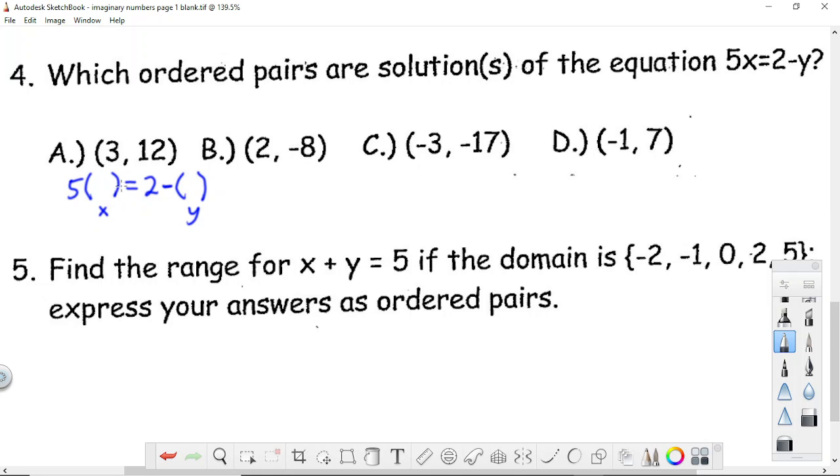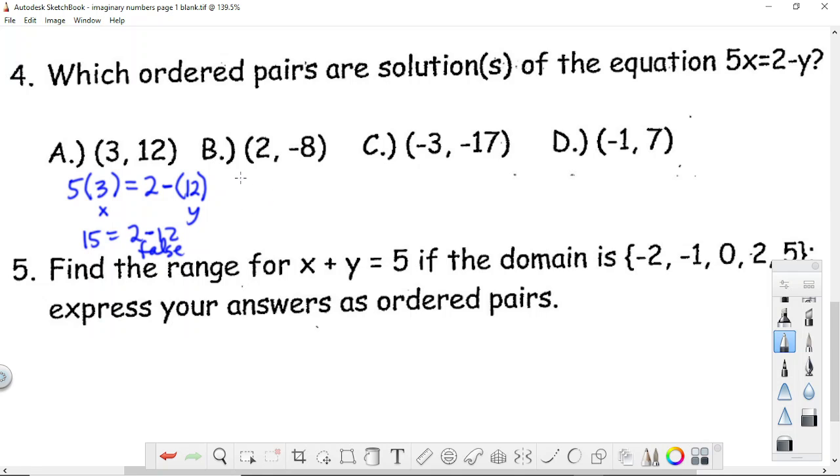You may think you don't need to do that, and you may not need to, but I'm going to do it like this. So I plug my x in here. So 3, the first number in the ordered pair, and my value for y I plug in here, and let's just see if that ordered pair works, if that value of x and y works. So we do the calculation. That's on the left, it's 15 equals 2 minus 12. Okay, and that is not true. Okay, that's false. So that one doesn't work.